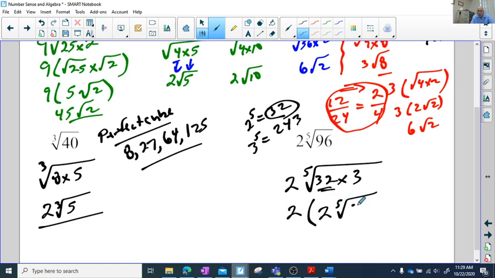Leave your index 5. Most common mistake, students, the index disappears as they start doing these. It's got to stay the same the whole question. 2 multiplied by 2 is 4. Fifth root of 3.